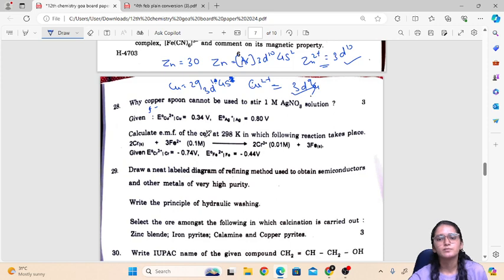Now next is the problem in which they have asked for the EMF calculation. Here they have given the E naught values for copper and silver, and you have to find the EMF of the cell. Okay, so this is the reaction.